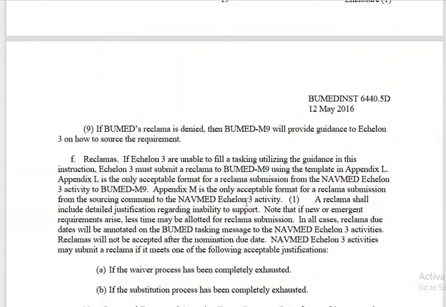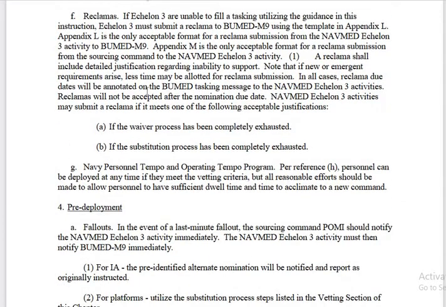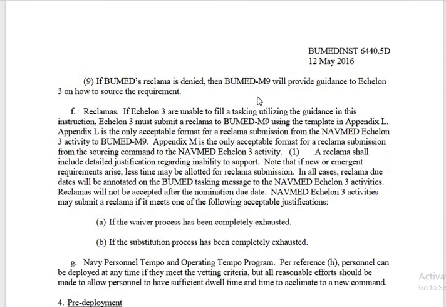And if that doesn't work, Reclama. The Reclama is the official notification from Echelon 3 saying we cannot send somebody. The two justifications for Reclama, however you pronounce it, are: one, we have tried to waive everything, it did not work, we have nobody. Or two, the substitution process has been completely exhausted, which again falls into we have nobody. So again, waiver, substitution, Reclama.